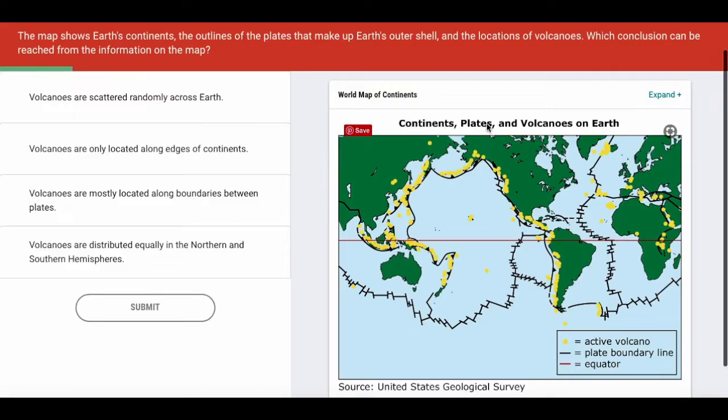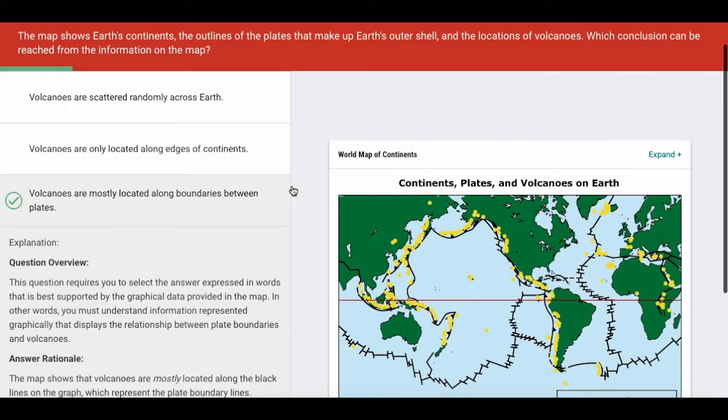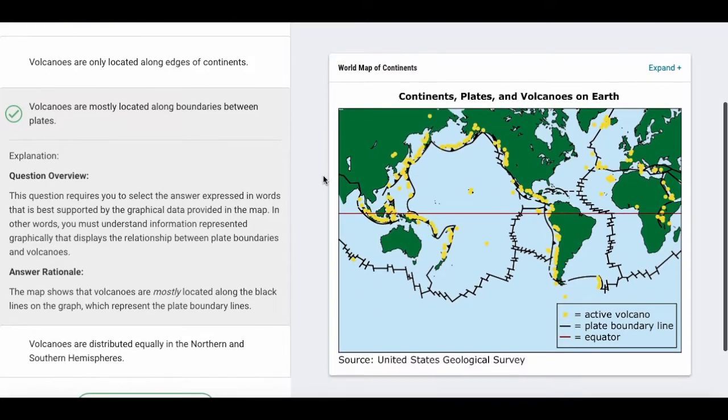So remember that the question says, which conclusion can be reached from the information on the map? And this conclusion A, volcanoes are scattered randomly across Earth. It's hard to reach that conclusion, but it's also hard to rule this answer choice out. So it looks like it could be right, but C is definitely more right. So we can definitely draw this conclusion clearly, so that's why C is the correct answer. So let's check it, and we did get this one correct.